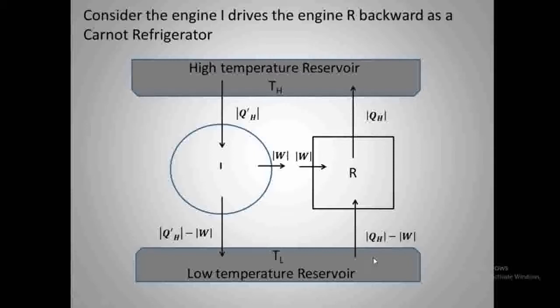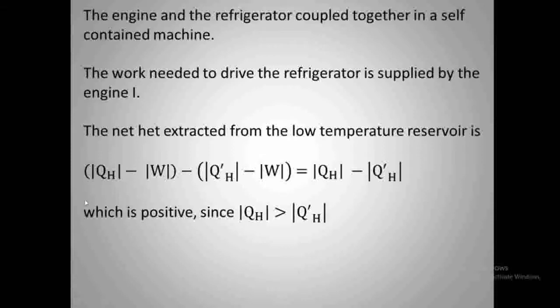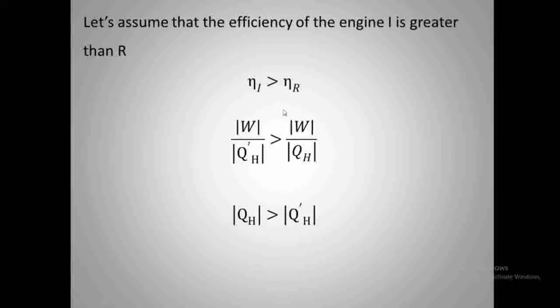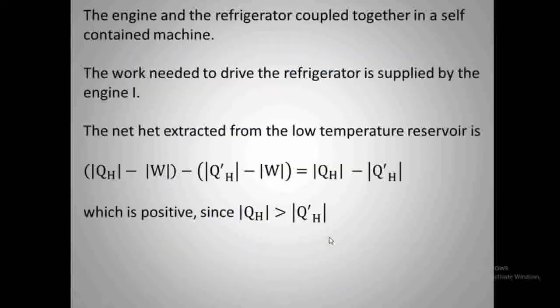So the net heat extracted is QH minus W minus Q dash H minus W, which is equal to QH minus Q dash H. So this W will be cancelled, and you will get QH minus Q dash H, which is a positive quantity, since we have already taken eta I greater than eta R. Then we got QH greater than Q dash H. So this will be a positive quantity since QH is greater than Q dash H.